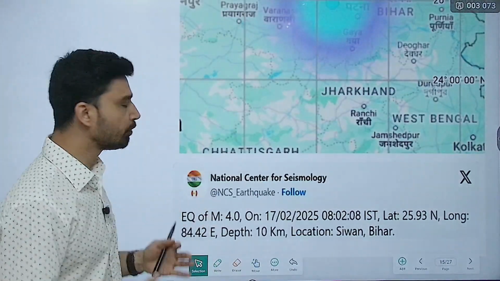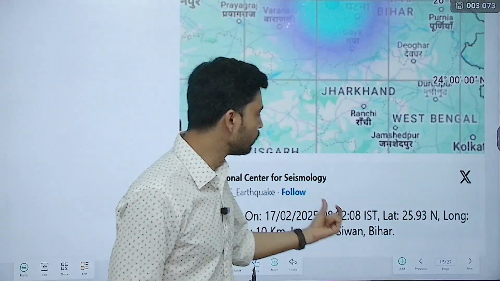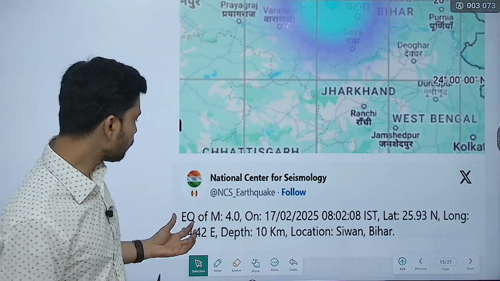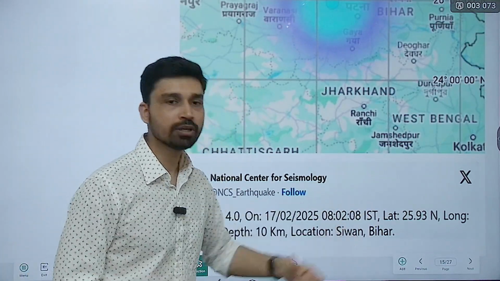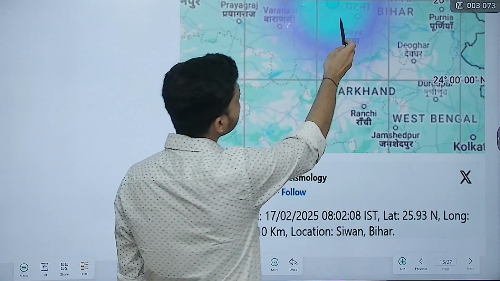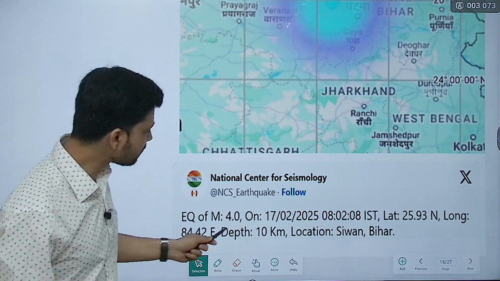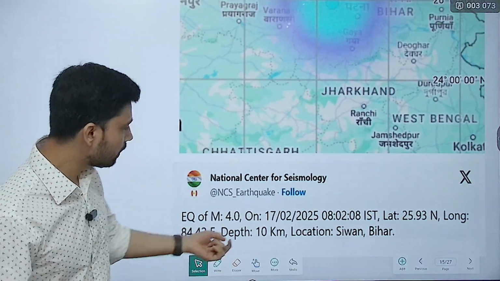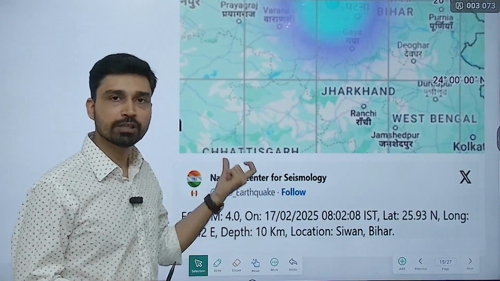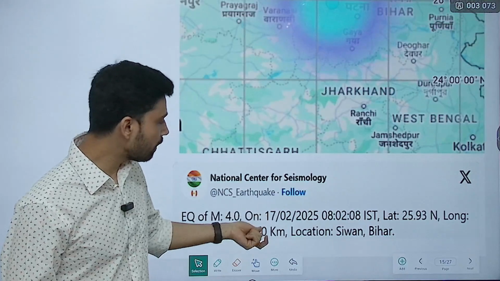Just a few hours after 5:36, when the earthquake struck Delhi, around 8:02 am, an earthquake struck a region of northern Bihar. You have a district called Siwan, which is very close to Patna, the capital city of Bihar, as you can see. This earthquake was also of the same magnitude, that is 4.0. However, the depth of the earthquake, if you look here, is deeper than the first one. In the case of Delhi, the depth was 5 km, and in the case of Patna or Siwan, the depth was 10 km.